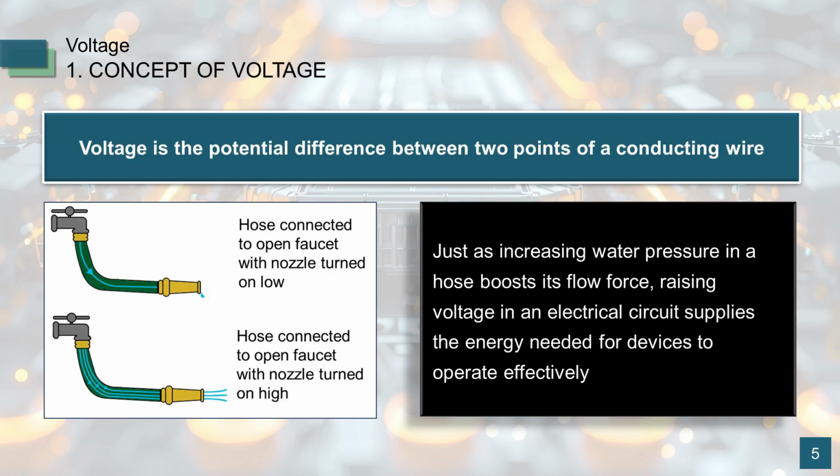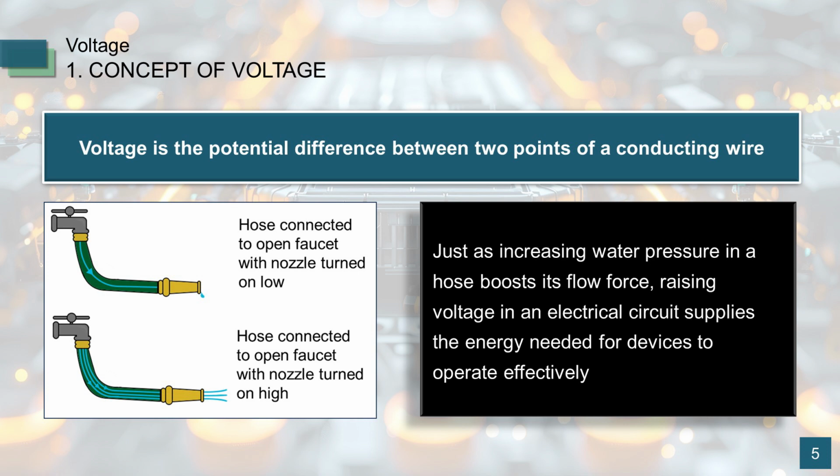Voltage is defined as the potential difference between 2 points of a conducting wire. Imagine you have a water hose connected to a faucet. The hose's water pressure represents the electrical circuit's potential voltage. When you turn on the faucet a little bit, the water flows out of the hose with low pressure. This low pressure can be compared to a low voltage in an electrical circuit. Imagine turning the faucet handle further, increasing the water pressure in the hose. The water now comes out with more force. This increase in water pressure is similar to increasing the voltage in an electrical circuit.